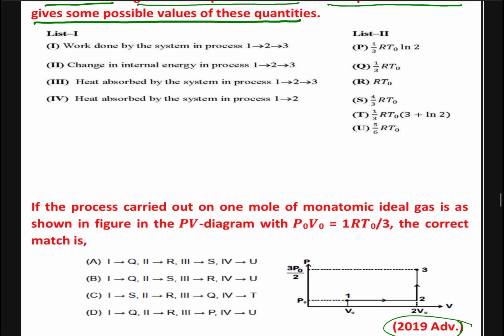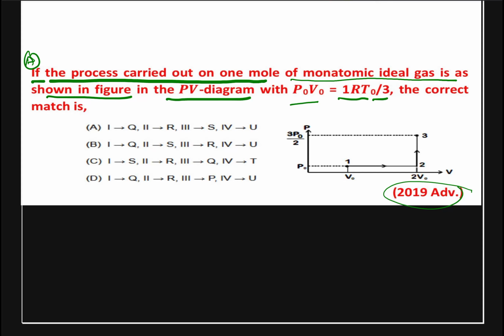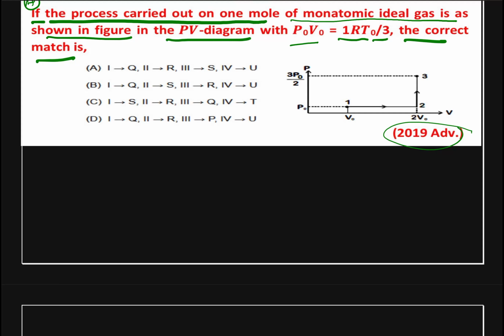List 1 below gives some quantities involved in the process and list 2 gives some possible values of these quantities. So we have list 1 and list 2. List 1 is basically the work done, internal energy, and heat absorbed during the various processes, and these are its values. Based on this we have two parts. This is part A. If the process carried out on 1 mole of monatomic ideal gas is as shown in the figure in the PV diagram, P naught V naught is equal to 1/3 R T naught, the correct match is. So the basic process is given to us.